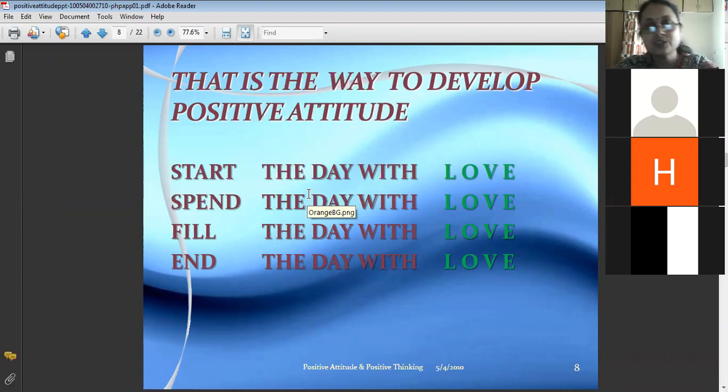Now you will say, ma'am, what are you asking us? In our life, every day there are many situations where we cannot be fair. We cannot be good to other people, because there are moments when we get angry. How can we spread the love around us? No, it is not like that.